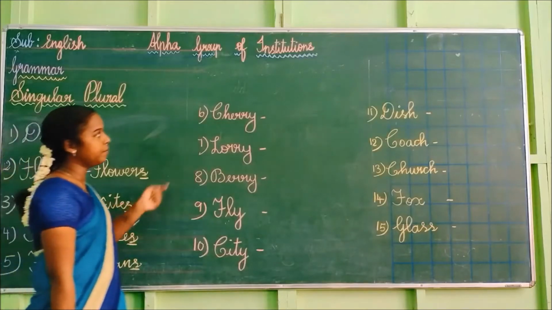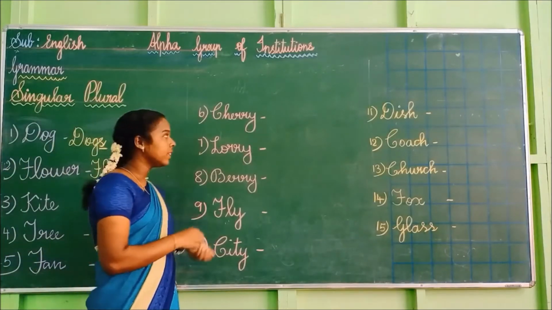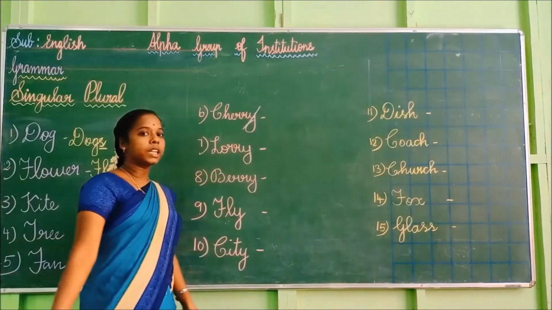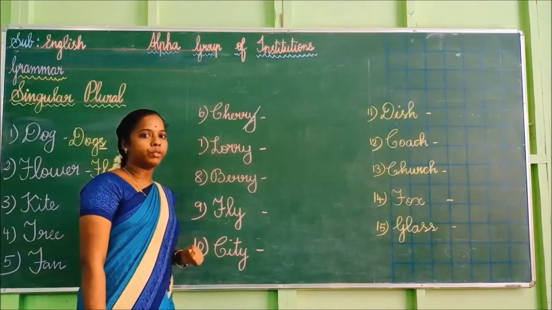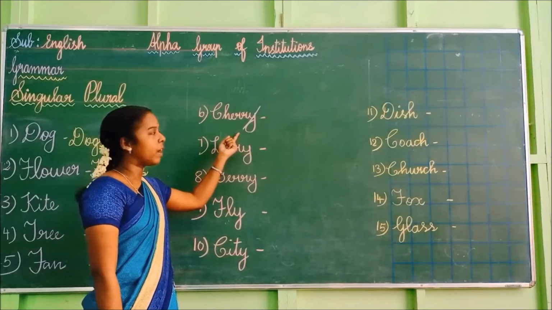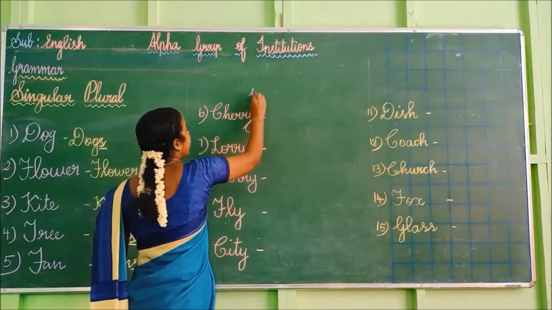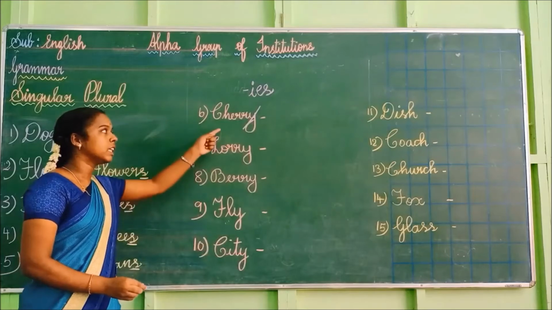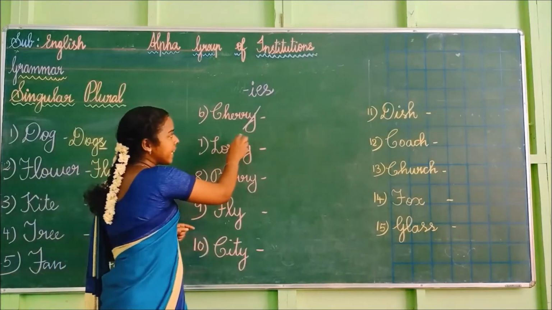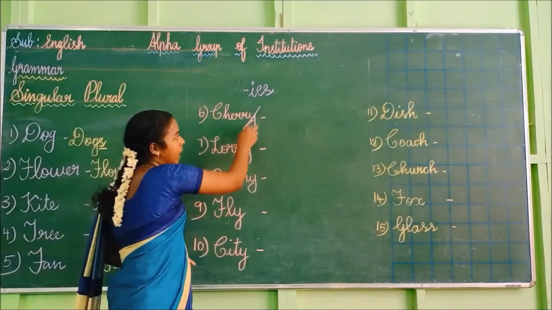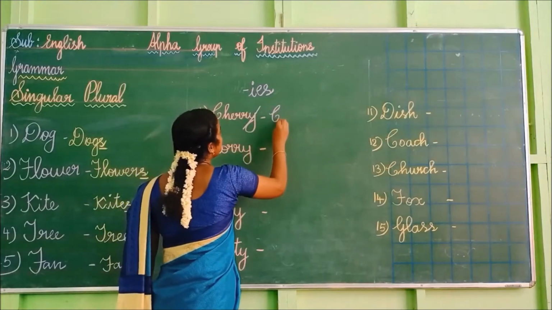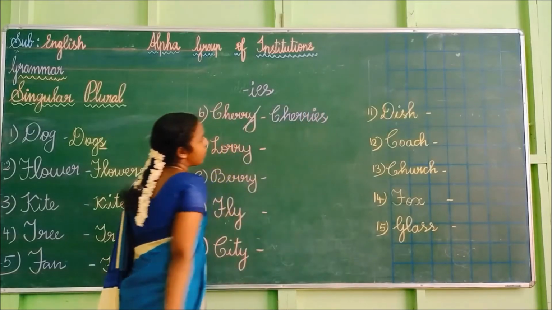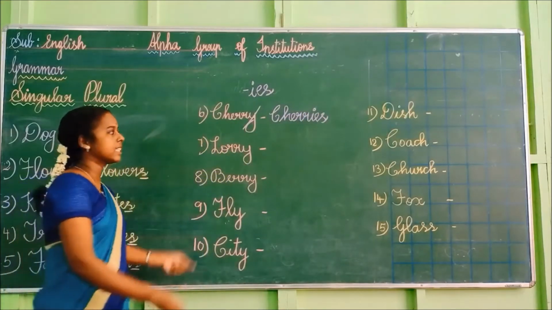See the next one. Cherry. Cherry ends with the letter Y. If the singular noun ends with Y, what do you have to do first? You have to remove the Y first. Next you have to add I, E, S to the singular noun to change the singular into plural. So here cherry ends with the letter Y. You have to remove Y. Next, C-H-E-R-R-I-E-S. The plural form of cherry is cherries.